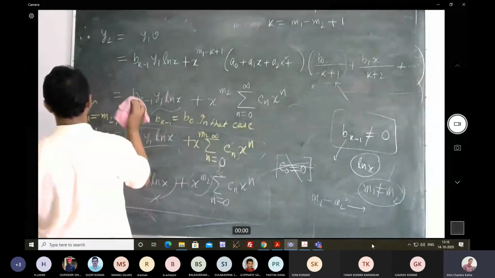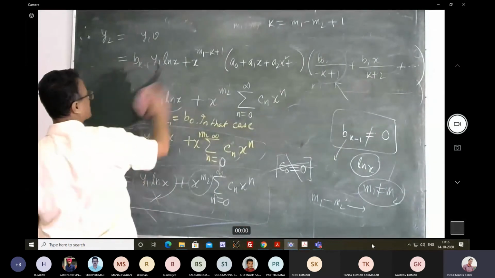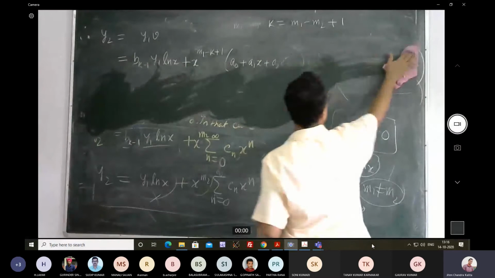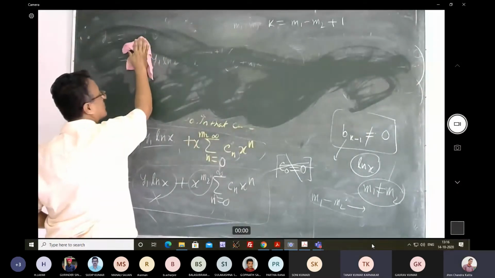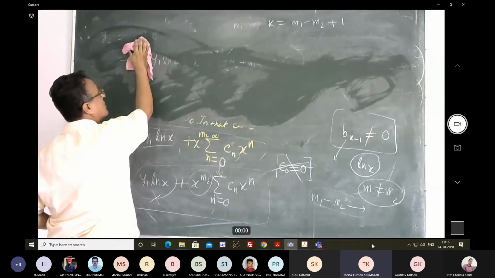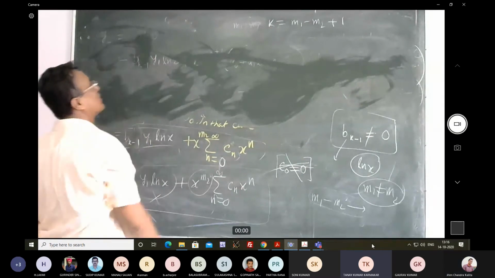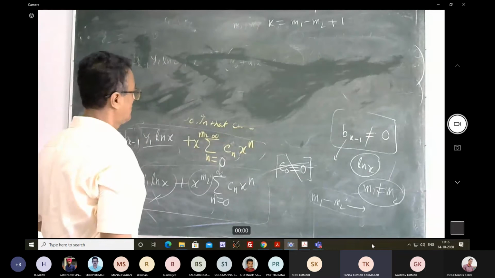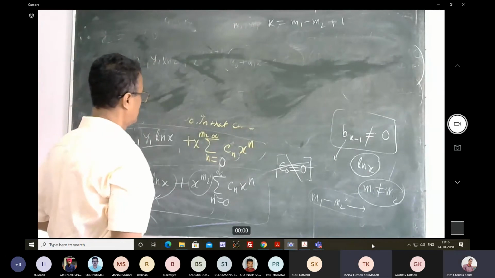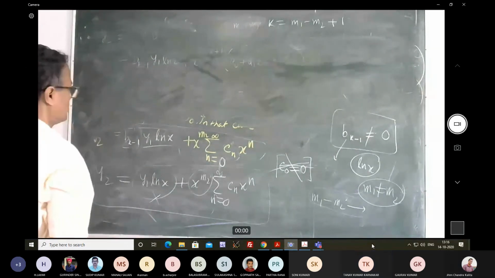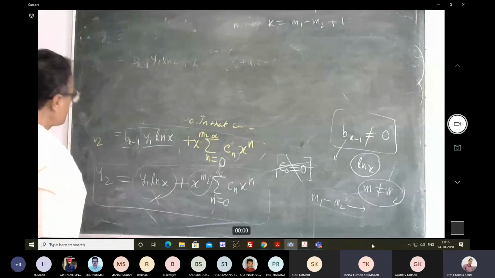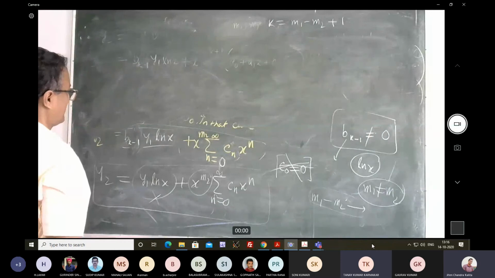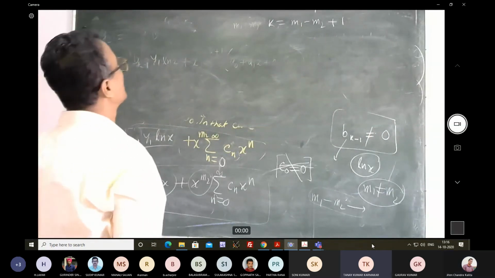Next, I don't know whether I will be able to finish that. Sir, when k equals p, a positive integer, then this will start from n equals 0 to infinity, then c0 to c_{p-1} will be 0. I am taking k equals p for a general case.